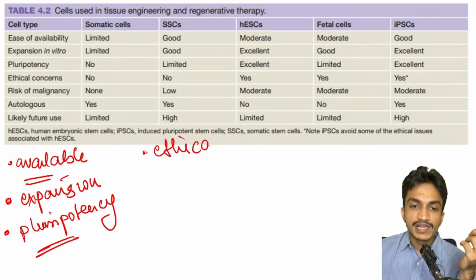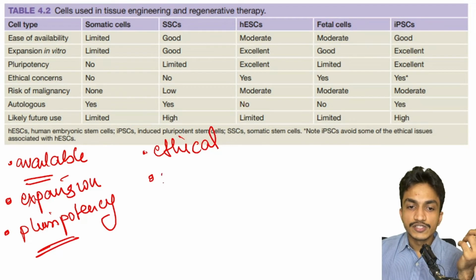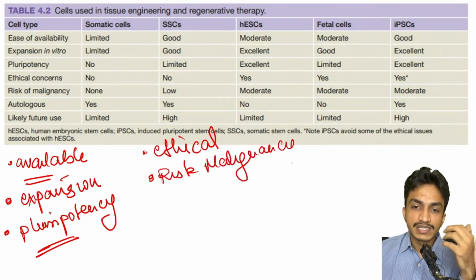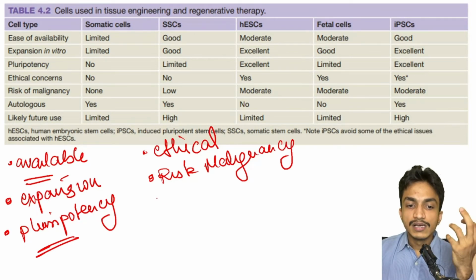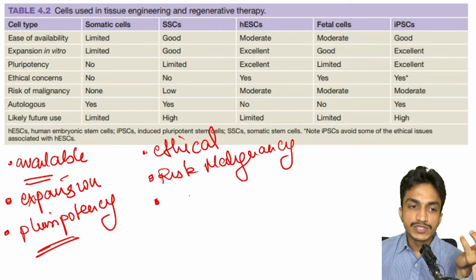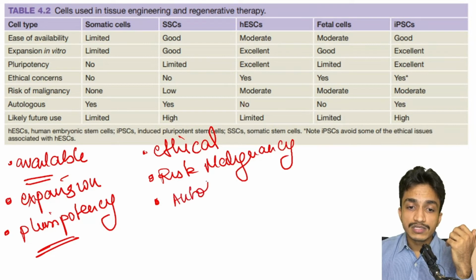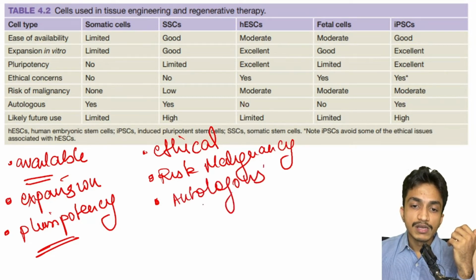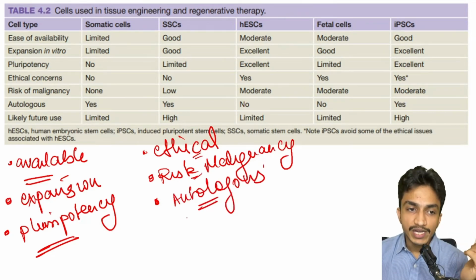It should not have any kind of ethical concerns. It should not have any high risk of malignancy. So this is, if you just label it as the ideal thing, what we need in a tissue regeneration cell, what we are using. And autologous is better because of less immune reaction.